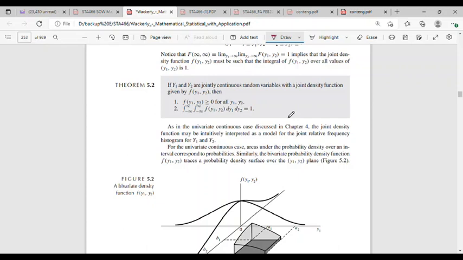Next, we proceed with the joint continuous random variable, or bivariate continuous random variable. Another name for it is joint PDF. Alright, we look at Theorem 5.2. If Y1 and Y2 are jointly continuous random variables with a joint density function given by f(y1, y2).